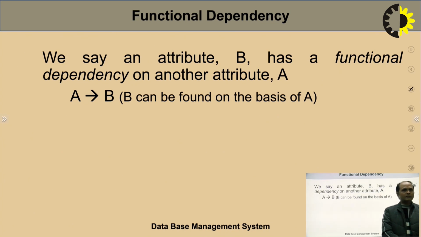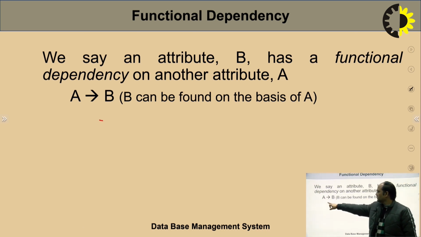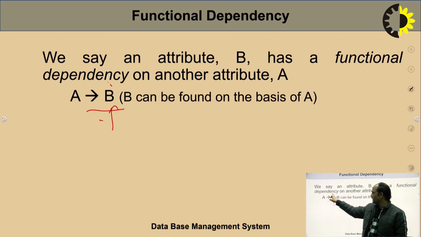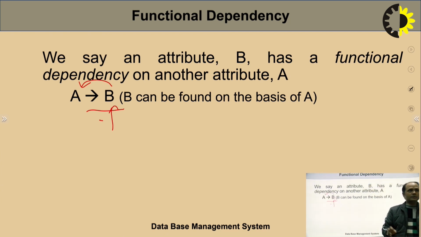We can say what functional dependency is. An attribute is functionally dependent on another attribute. Suppose A tends to B, that is, A determines B. B can be found on the basis of A. That means the B value is dependent on A. It is called functionally dependent on A. This is called functional dependency.